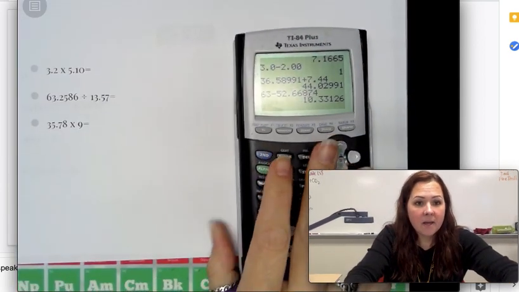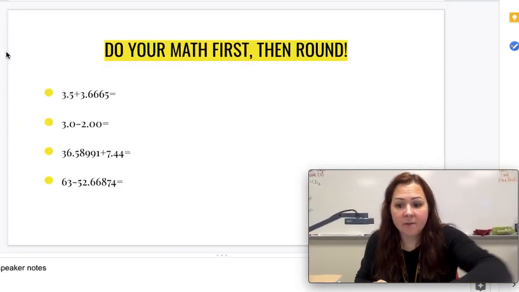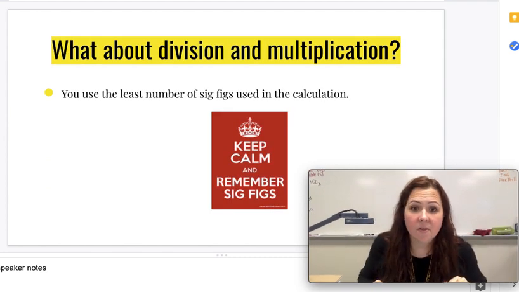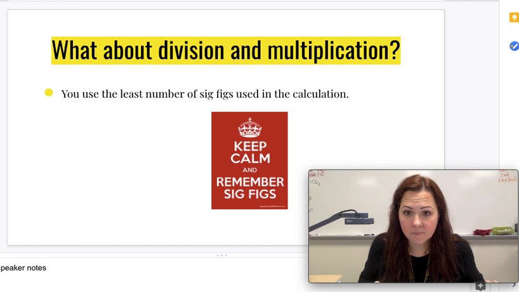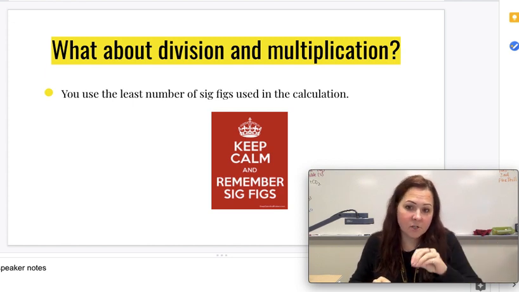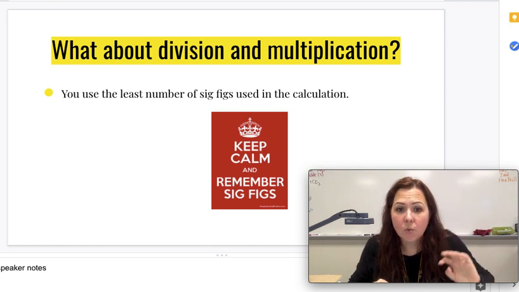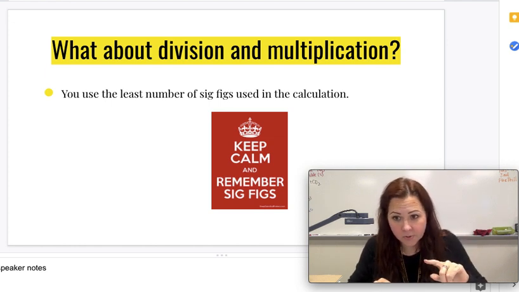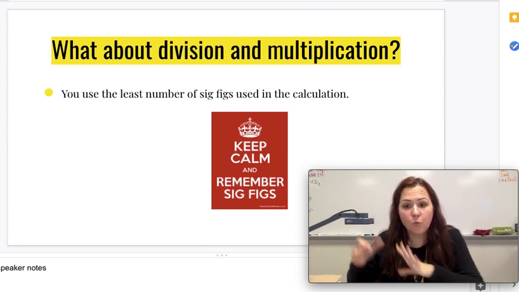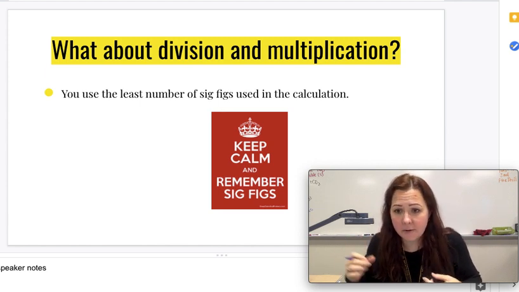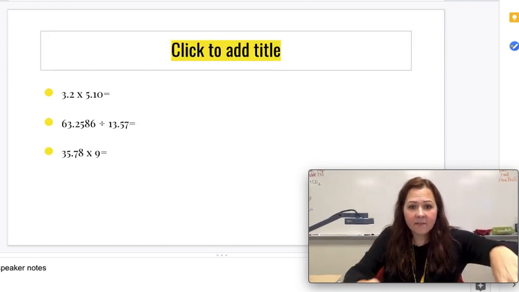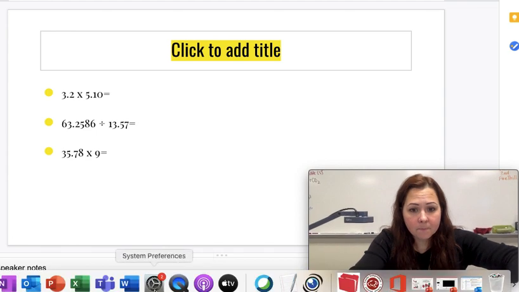Now on my multiplication and division, we are not using decimal places on these. You're using SigFigs. So the number that has the least amount of SigFigs is going to determine our answer. So you are going to look at your input numbers. When you look at your input numbers, you have to figure out how many SigFigs are in each of those, and then you round your answer to be the least amount of SigFigs as your input. So looking at these, again, we've got some practice problems here.